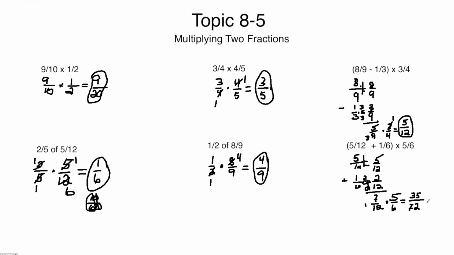Now, can this be reduced? What are the factors of 35? 1, 5. 5 can't go into 72. 7 can't go into 72. 35 can't go into 72 evenly. Because 35 plus 35, or 35 times 2, is 70. So it cannot be reduced. And so that is your answer, 35/72. Did you get that one?